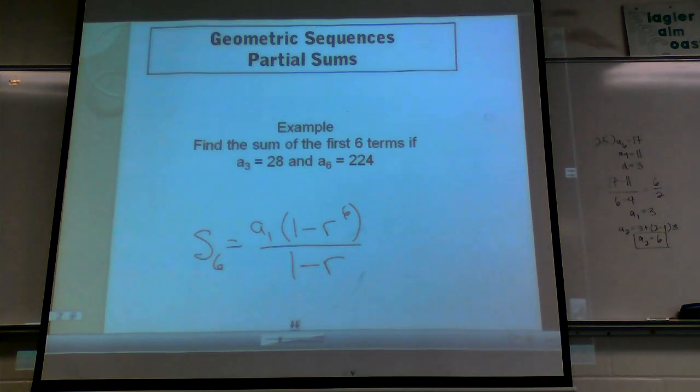Got it. All right, so first thing I would do is find the common ratio. I would do 6 minus 3 up there, and on the other side I would have the ratio. So I get r cubed equals, so I would assume that's 8. Is that 8? 224 divided by 28?